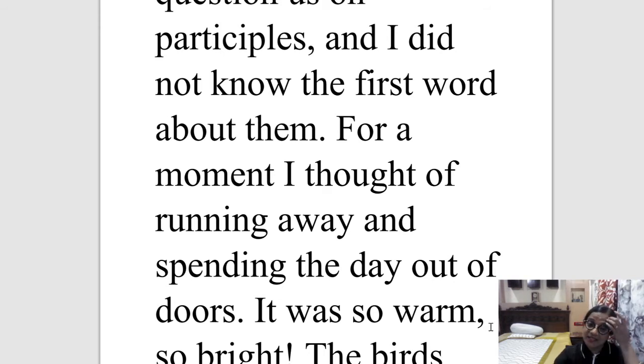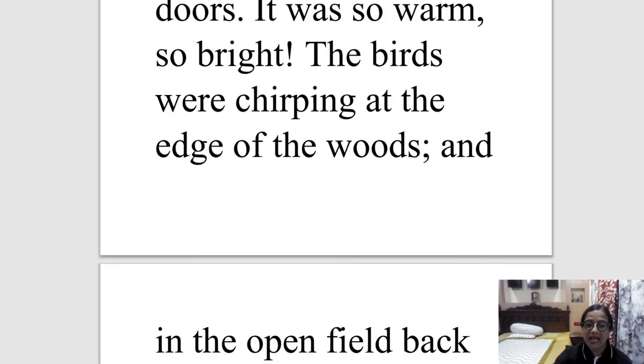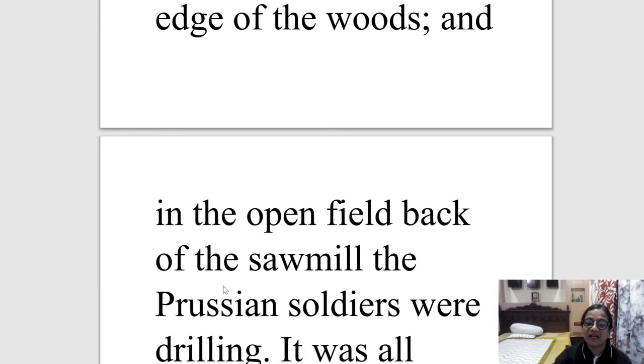And how was the weather? It was so warm, so bright. The birds were chirping at the edge of the woods, and in the open field back of the sawmill, the Prussian soldiers were drilling. So, what did the little boy say? See, he saw that the weather was very attractive. It was a very bright day. Birds were chirping at the edge of the woods. Edge of the woods means just at the starting where the woods started, where the forest area started. And in the open field, what was happening? The Prussian soldiers were drilling.